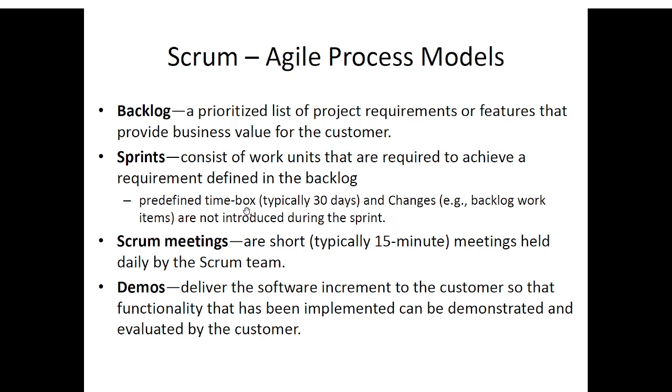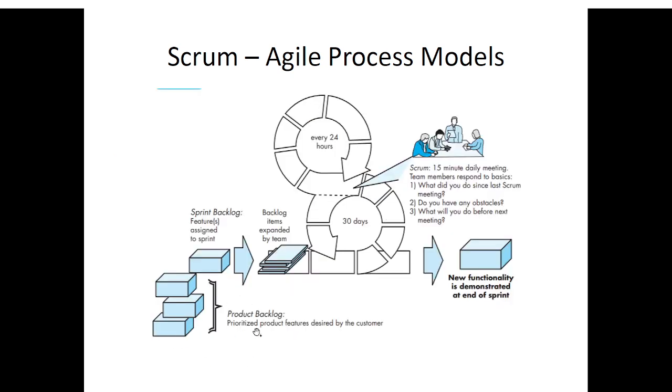The predefined time box is typically 30 days. For 30 days you are not changing, and changes are not introduced during the sprint. That means once the sprint starts, you cannot add requirements into that sprint. Now you cannot change the requirements. Once the sprint is done, if new requirements come, they are added into the backlog. If within this time some new requirements come up that belong to these features, then they are also added to the product backlog and get prioritized. Now if the priority is very high, it will come up in the next sprint also.